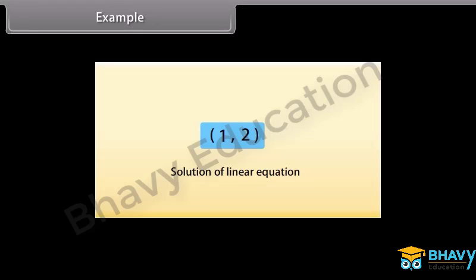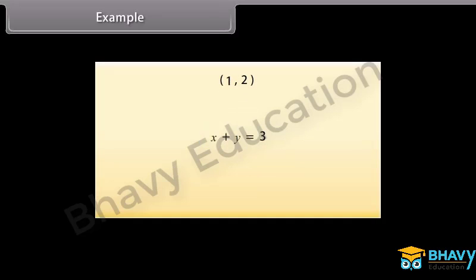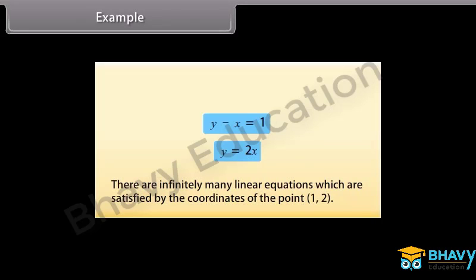point (1, 2). One example of such a linear equation is x + y = 3, because when we put the value of x as 1 and y as 2, we get the answer 3. Other examples are y - x = 1, y = 2x. In fact, there are infinitely many linear equations which are satisfied by the coordinates of the point (1, 2).